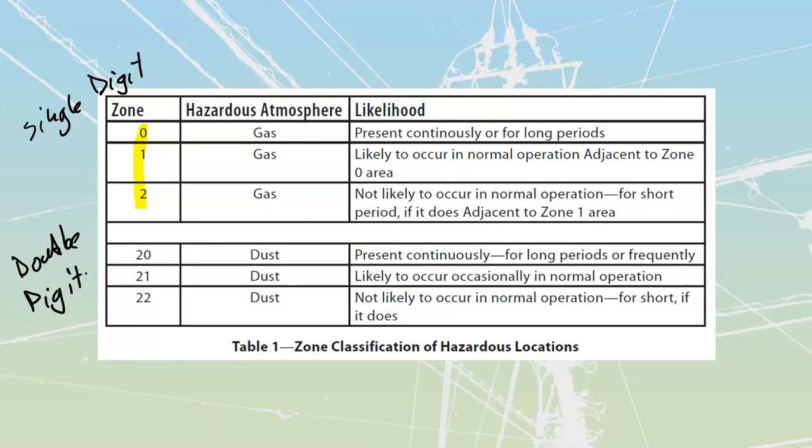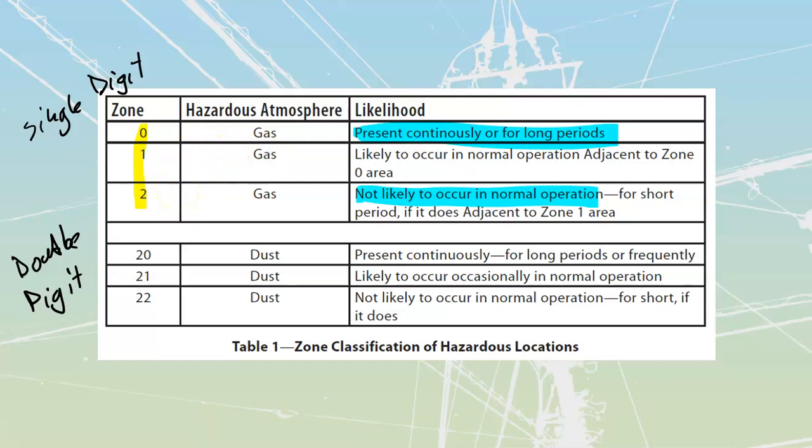If I take a look at them, I go from a zone 0, which is the most dangerous, where I'm going to have gas present continuously or for long periods of time, over to a zone 2, which is gas that's not likely to occur in normal operation, but if it does, it's for a short time, or it's right next to a zone 1. Obviously, if I'm a zone 1, the area next to it would have to be classed as an area that could sometimes have it, because gas could leak out of the zone 1, etc.